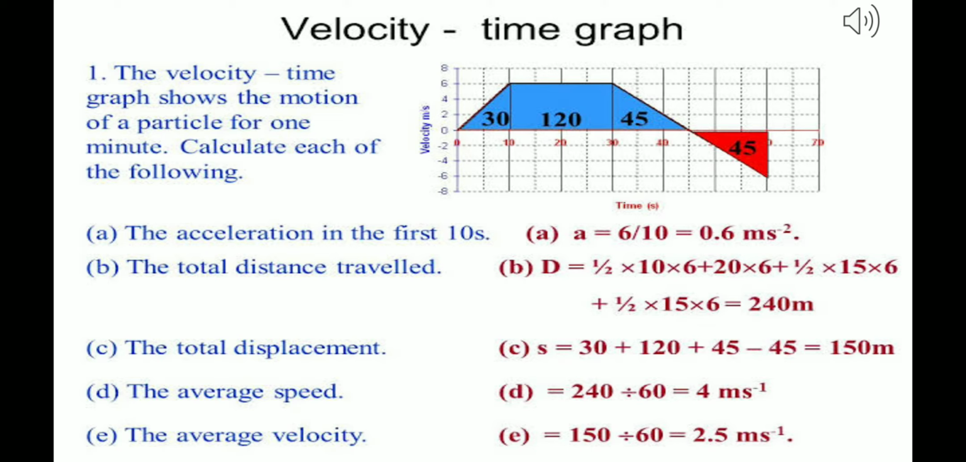Now average speed is total distance upon total time. That is 240 divided by 60, that is 4 meter per second. And average velocity, that is 150 divided by 60, that is 2.5 meters per second. So you have understood from here how we can calculate different things from this graph and what we can calculate from here. So we move further.